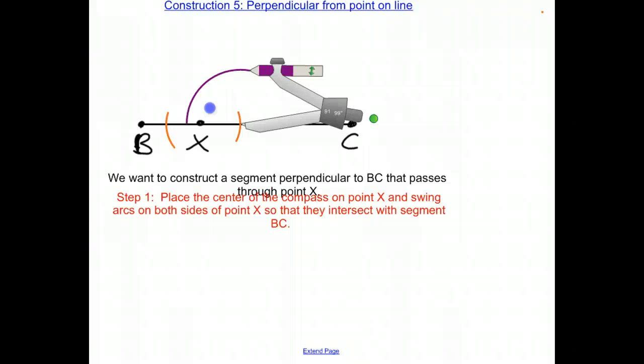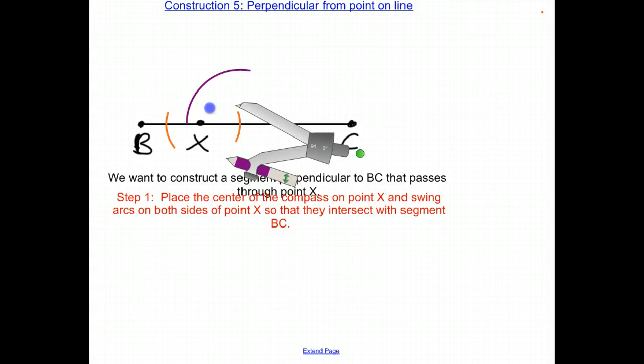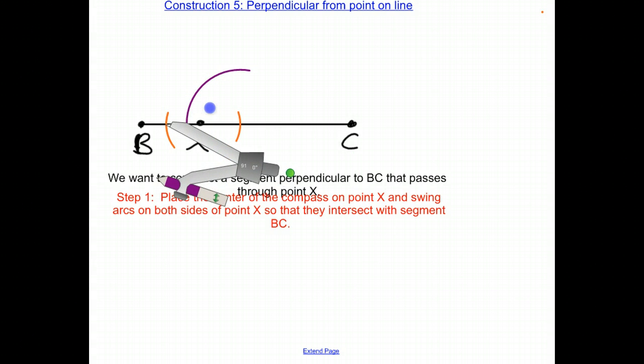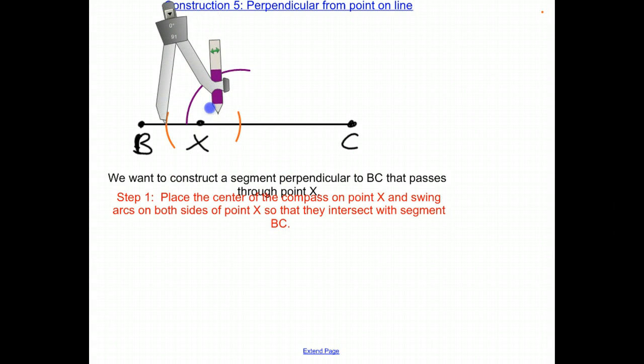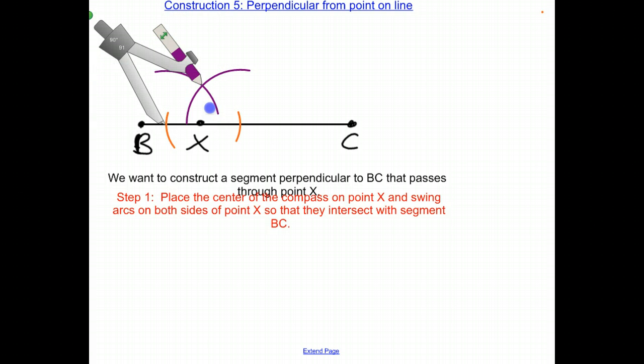Notice I'm not going to change the measurement on my compass. So steps 2 and 3 here are the exact same thing except they're from the opposite intersections. So I'm going to just shift the compass over to the other intersection and swing another arc. So steps 2 and 3, same thing but from different intersections.